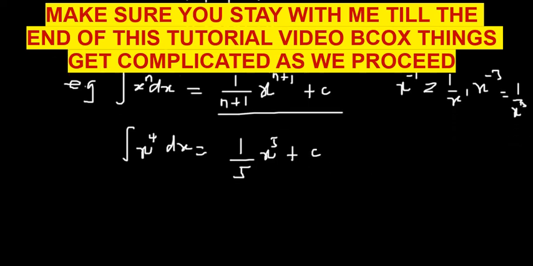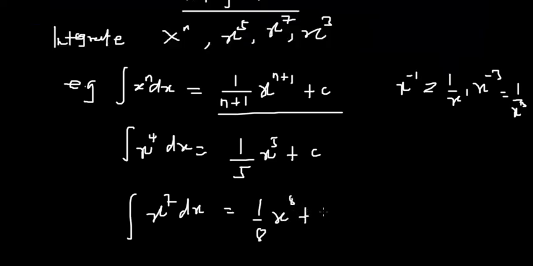So let's take another example. These are very simple and straightforward. Try to understand these concepts from the beginning so that you don't find yourself wanting. So we have another example, x exponent 7, dx. This will give us 1 over 8, x exponent 8, and you add your constant.